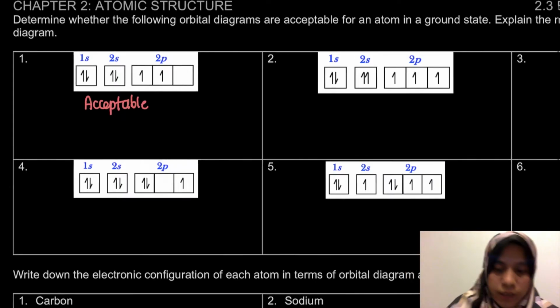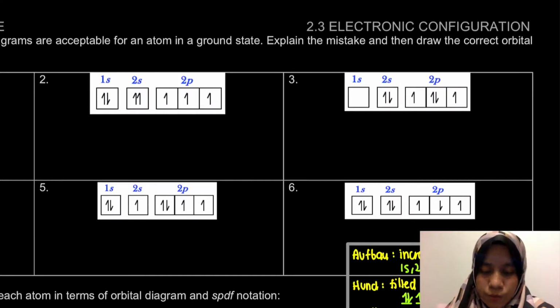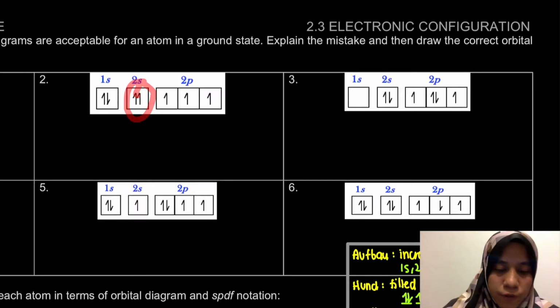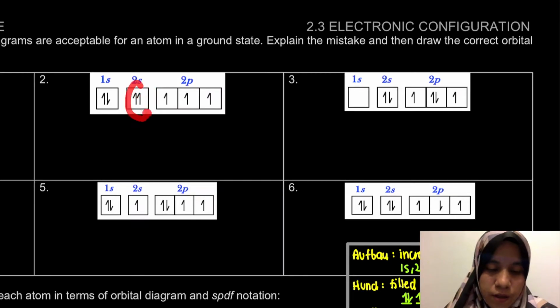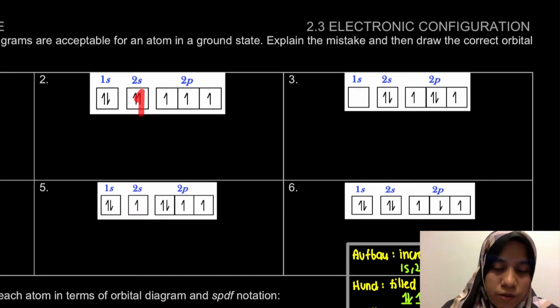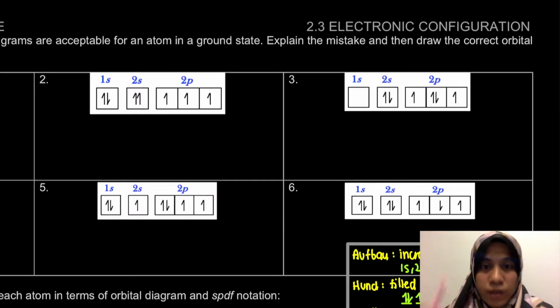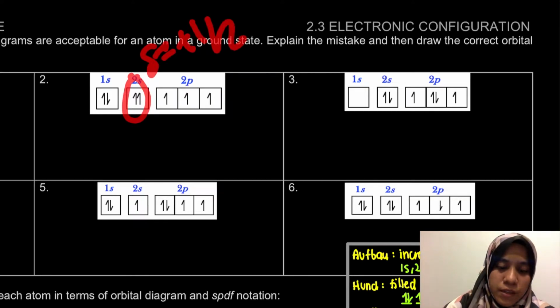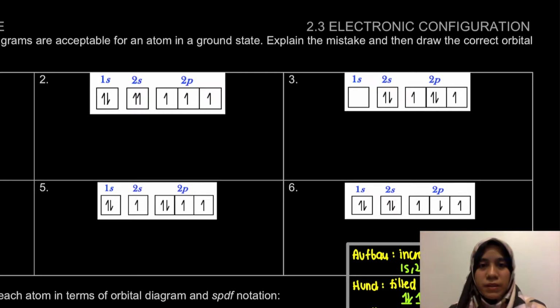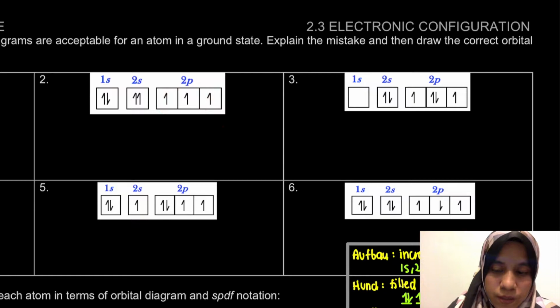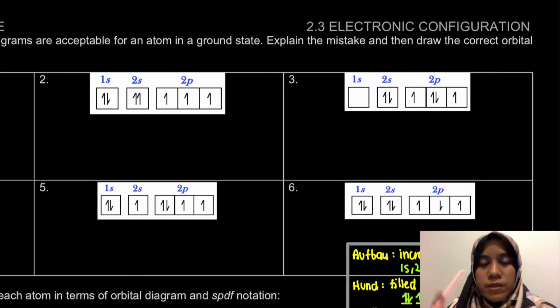Okay, next one. For example number 2, we look here. We fill 1s first, and make sure the electrons are in opposite spin. Then for the 2s here, the 2s is filled, but it has the same spin. So remember, no 2 electrons can have the same 4 quantum numbers. Because for both of these, s is equal to positive half. So they are the same, whereas each electron must be unique. For the 2p, it's correct because based on Hund's rule, the electrons must be filled singly first.